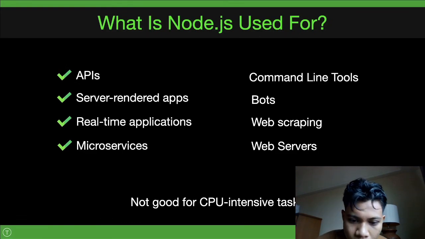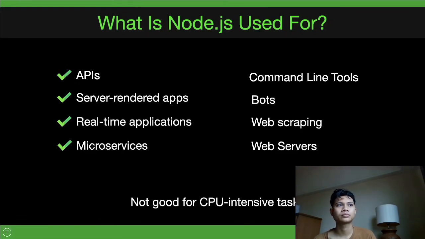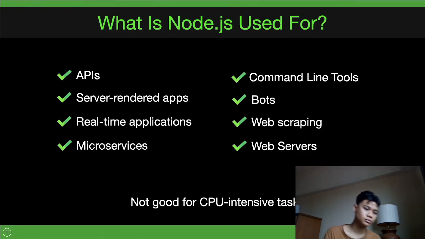Microservices. So microservices are small independent services that work together. I actually just did a crash course on microservices if you're interested. Command line tools. You can build CLIs, command line interfaces. Bots. So for example, you could build a Twitter bot or a bot for Slack or Discord. Web scraping, Node.js is good for web scraping, and there's a few different frameworks that you can use for that as well. And then web servers, of course, and it could be a sophisticated web server handling complex routing and serving dynamic content, or just a simple static file server.